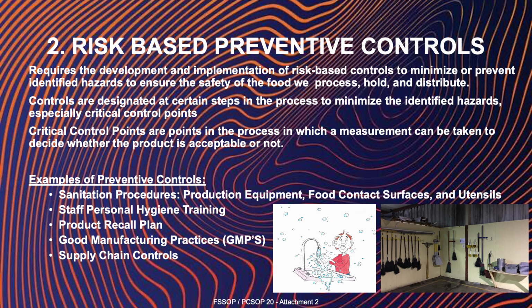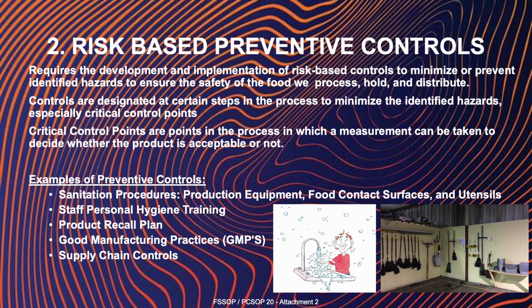2. Risk-based preventive controls. This requires the development and implementation of risk-based controls to minimize or prevent identified hazards to ensure the safety of the food we process, hold, and distribute. Controls are designated at certain steps in the process to minimize the identified hazards, especially critical control points.